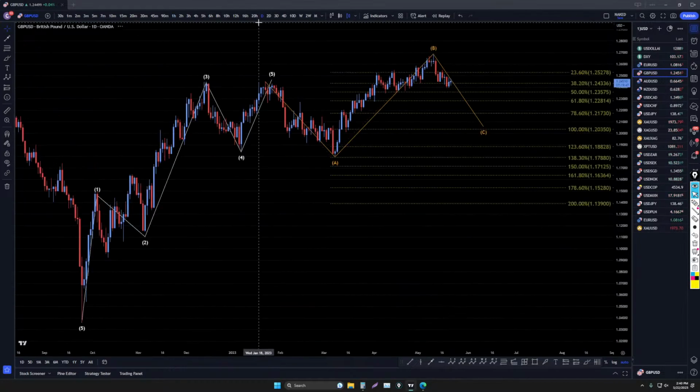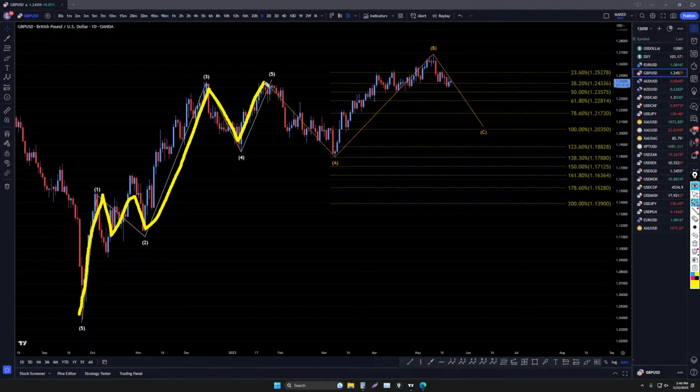Let's head back up to the daily time frame. On the daily time frame, I think this is very similar to the euro. It looks like a 1, it looks like an ABC of 2, looks like a 3, 4, and 5. I think this is a 1 of a big uptrend on the weekly and monthly. I think this right here is like a wave A. I think this is an A, B, C, or B.